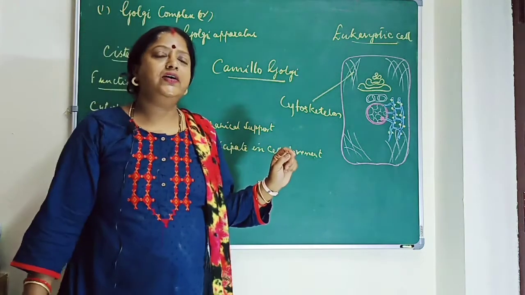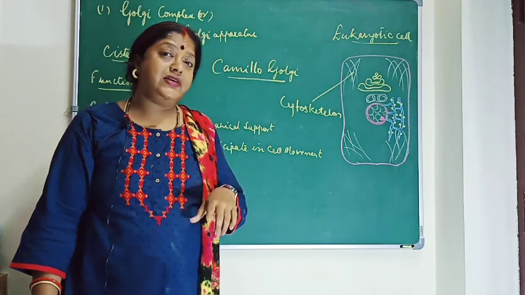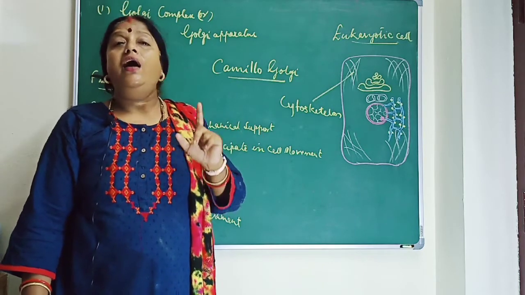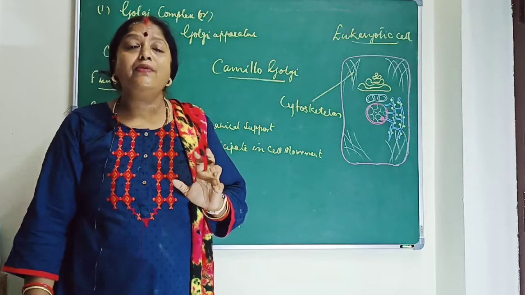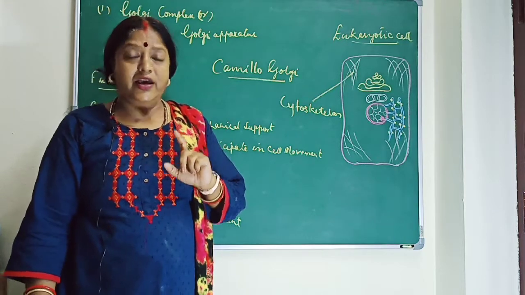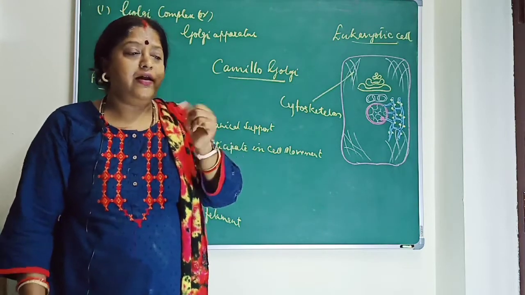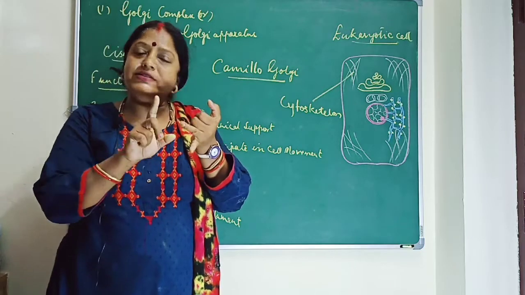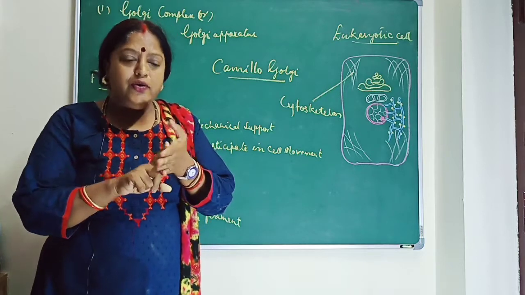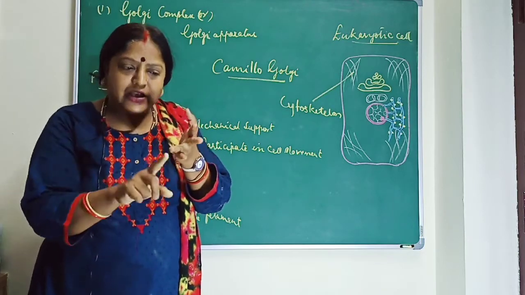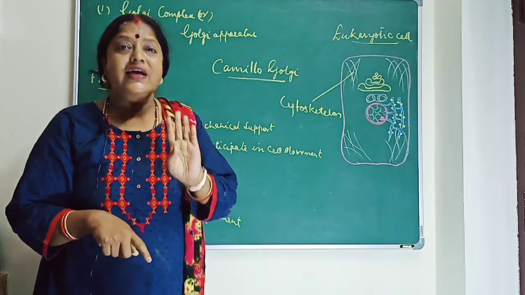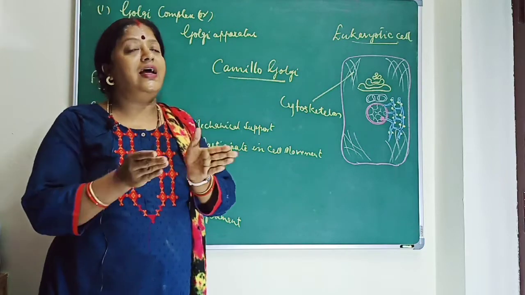Next we'll go to the plant organelles in the plant cell. Though both the animal cell and plant cell are eukaryotic cells, children, there are some organelles which make the fundamental difference between the plant cell and the animal cell. What are those organelles? The first one is cell wall, second is vacuole, third is plastids, and fourth is centriole. These are the four organelles that make the difference between the plant cell and animal cell.